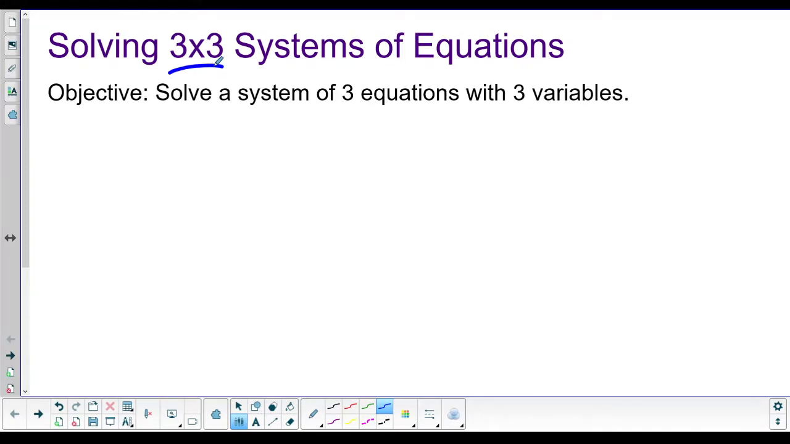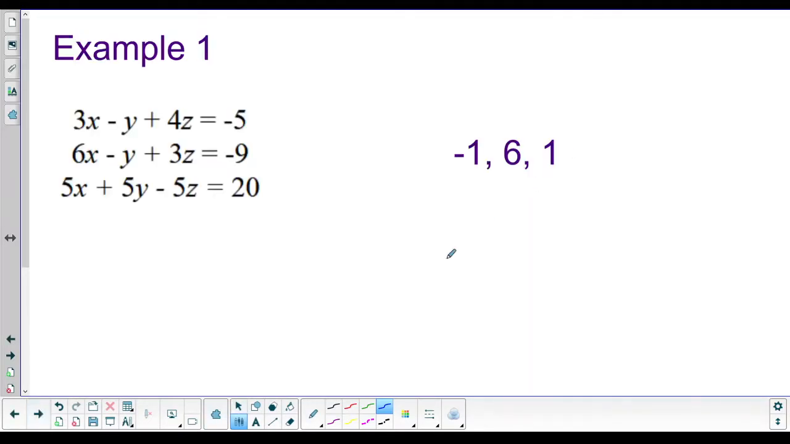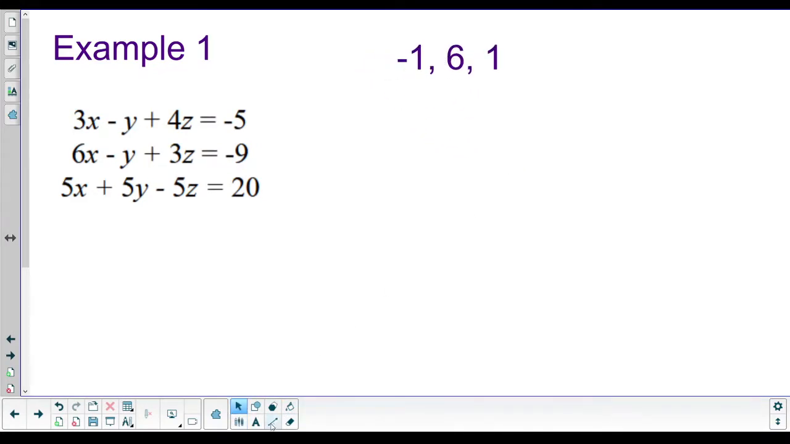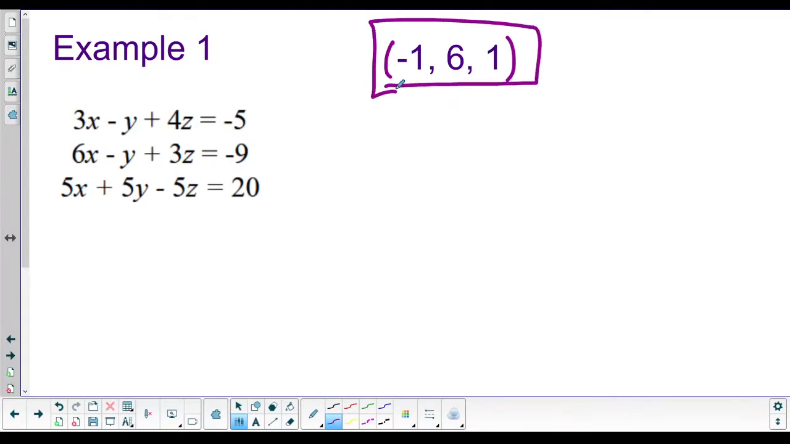So, what we're going to do for a 3x3 system is you just do elimination basically 3 times and then substitute. So let's go look at our first example. Okay, so I spoiled the surprise. I wrote the answer down here just so that when I get it, I remember what it is. So this is the answer, but we'll see how to find it.